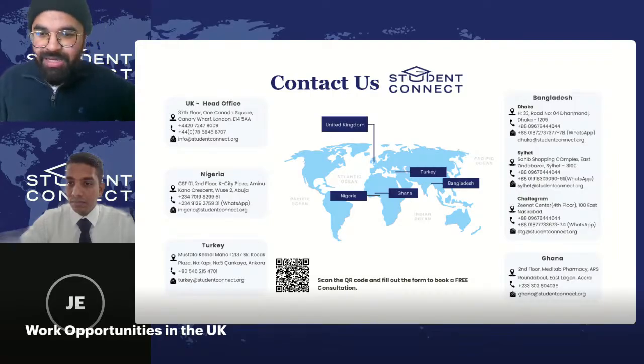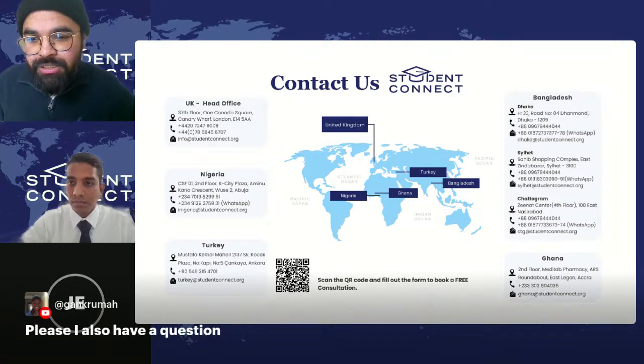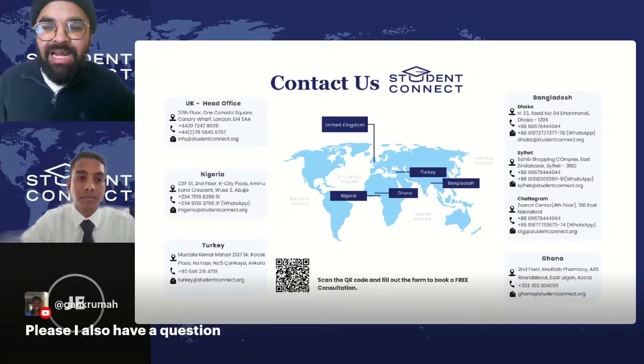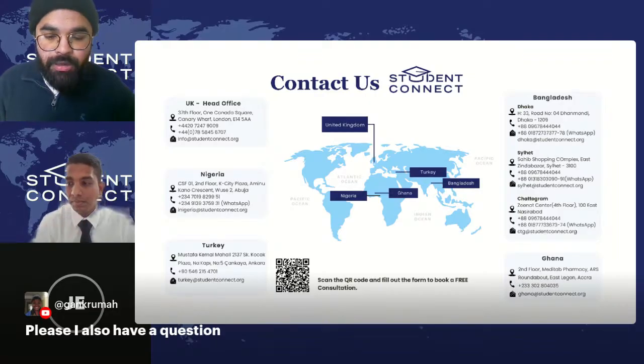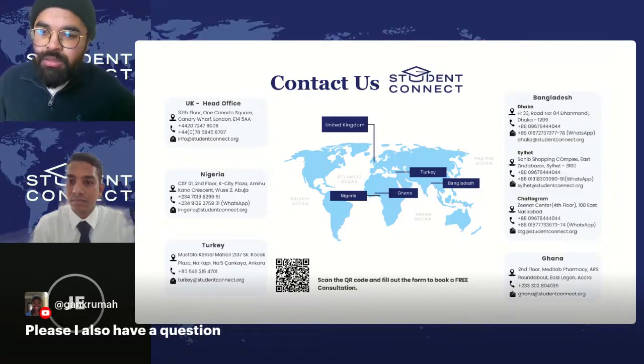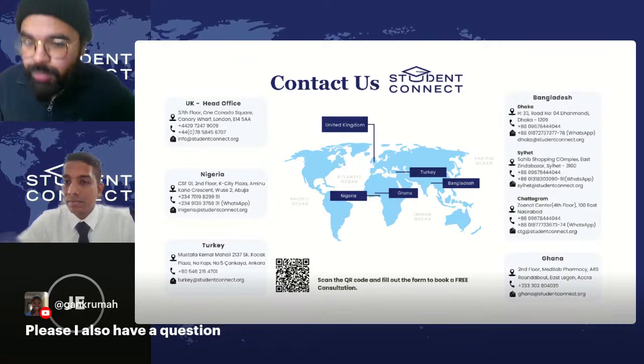Apart from it, unfortunately there is no fully funded scholarship through us. However, you can always apply for the Chevening scholarship or a Great scholarship, which you can find links for on Google as well.